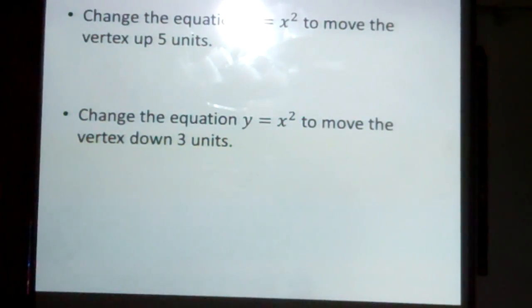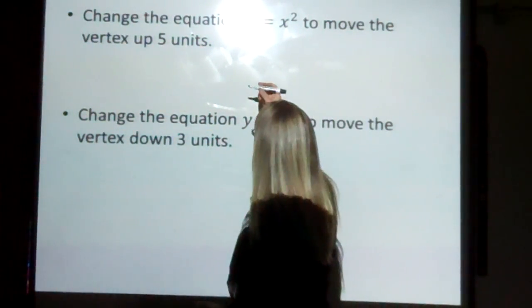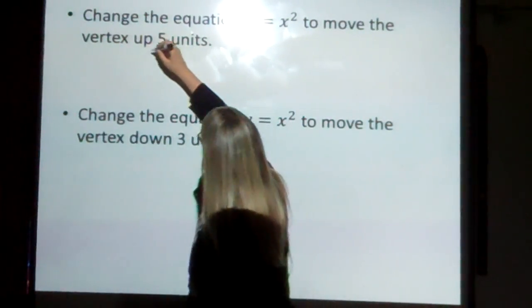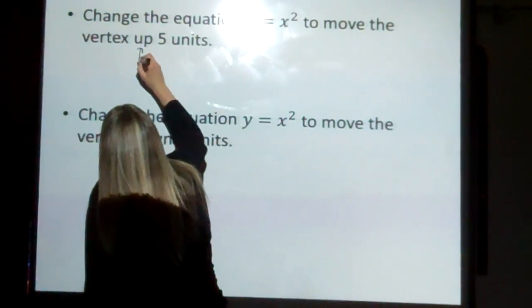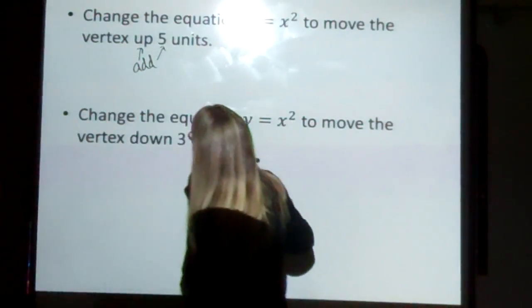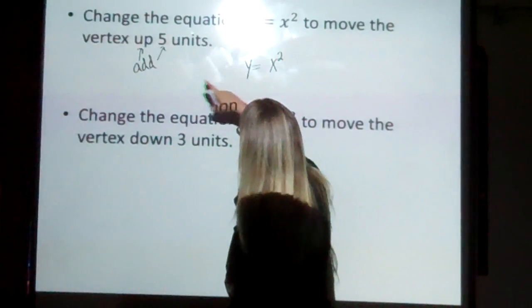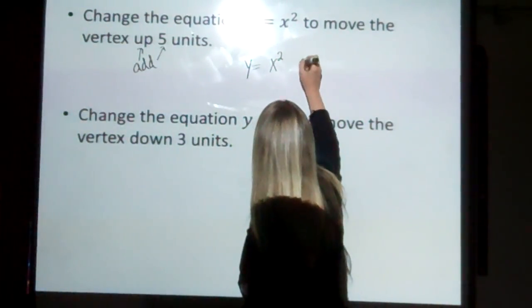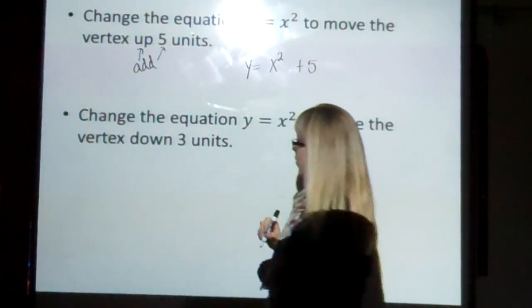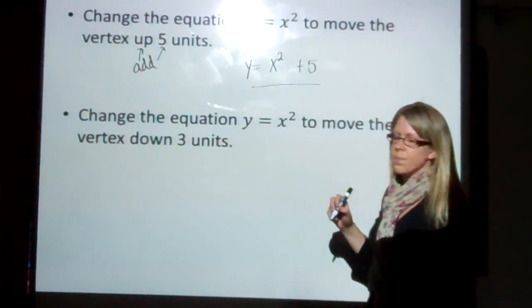Let's change the equation of y equals x squared to move the vertex up 5 units. Well, again, to move the vertex up, we're going to add. So we're going to write y equals x squared, and then we add 5 to the outside of this, plus 5. And then you're done. This will move up 5 units from the origin.